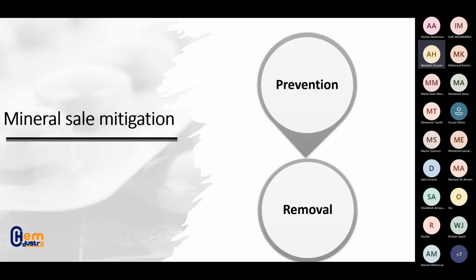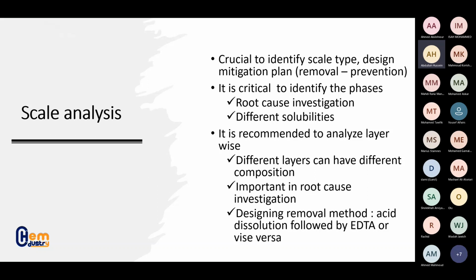Scale analysis is actually very critical, because your main treatment relies on how accurate your analysis is. So you have to determine the main composition, and you have to determine the phases as well. As we mentioned earlier, different phases of the same compound can have different solubilities and properties. So you have to make sure you determine the composition and also the phases. This will help you in the root cause investigation and in your treatment design.